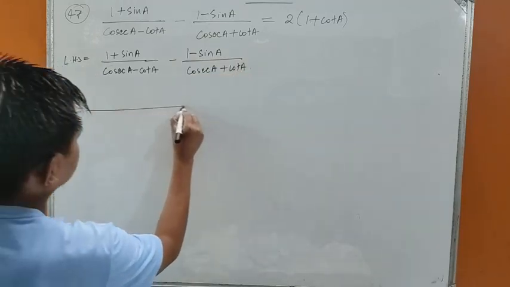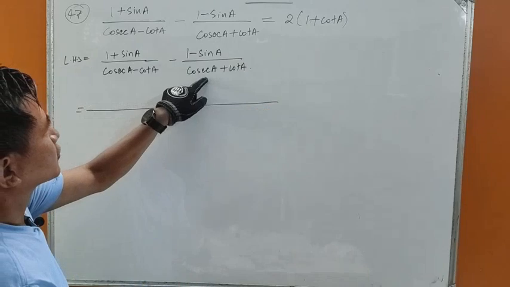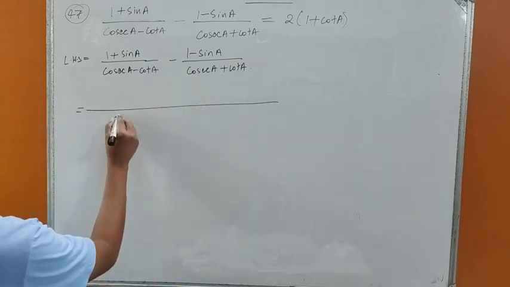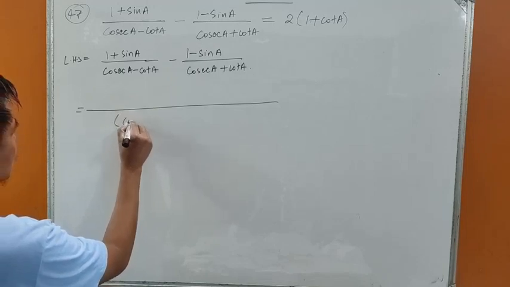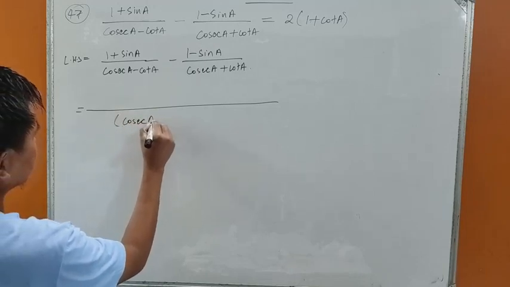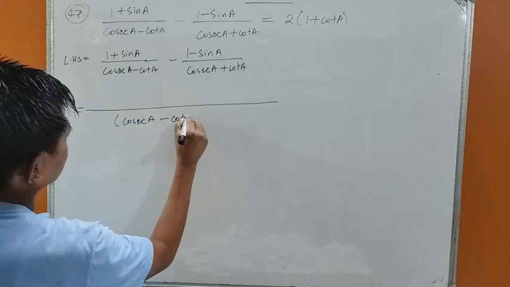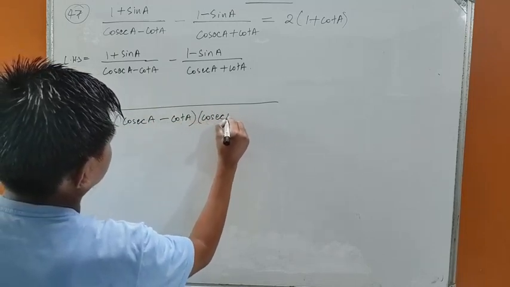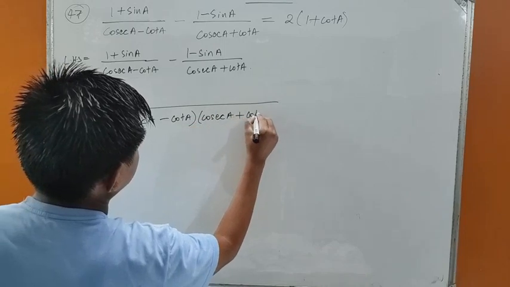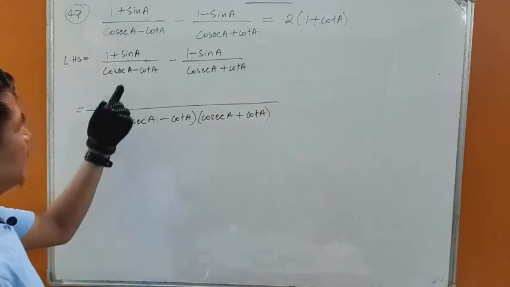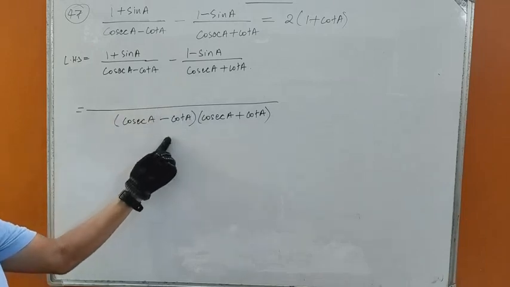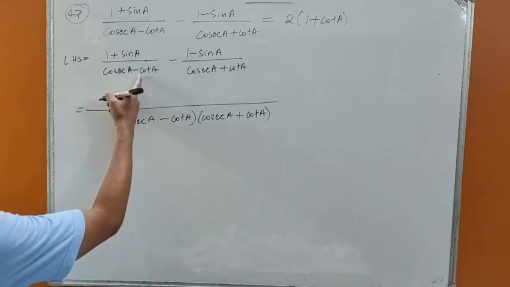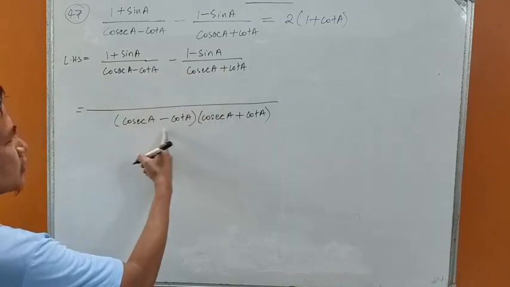Now let us take the LCM of the denominator, cosec A minus cot A. So these two are entirely different, so let's multiply them and take the LCM. Cosec A minus cot A into cosec A plus cot A, isn't it? So the LCM will be the product of these two because these two are different, isn't it?